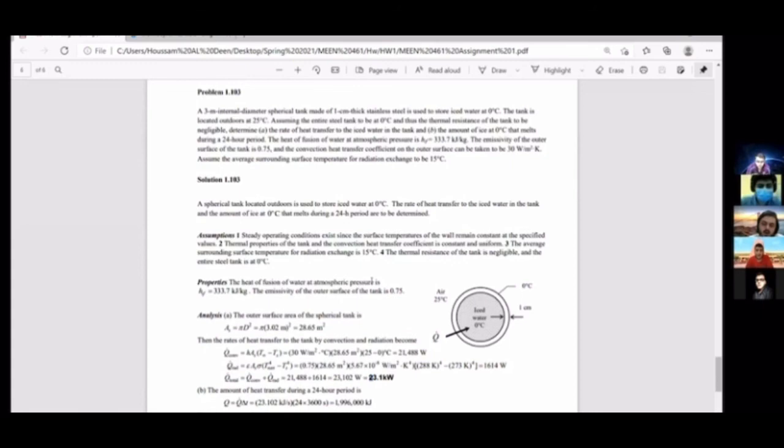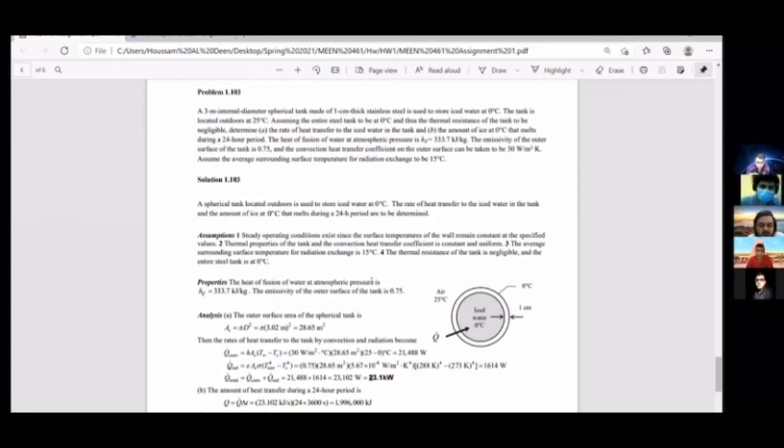Okay, so we're going to be working on the following assumptions. We're working under steady state operation, right? The thermal properties of the tank and the convection heat coefficient are uniform, and the average surrounding surface temperature is 15 Celsius. The thermal resistance of the tank is negligible, and the entire steel tank is at 0 Celsius. So when we want to solve for the outer surface area of the tank, the area of the surface is going to be pi d squared, which is pi times 3.02 meters squared, and it's going to be 28.65 meters squared.